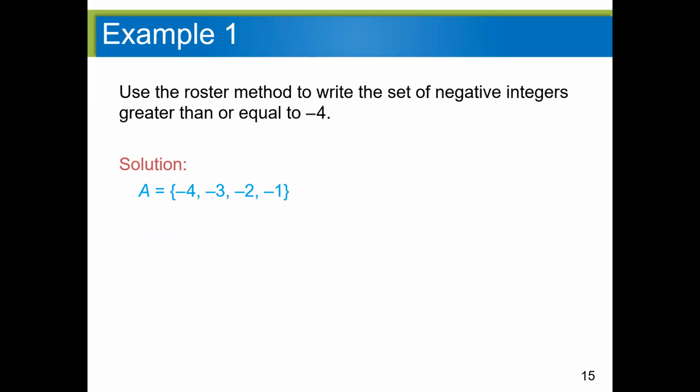So use the roster method to write the set of negative integers greater than or equal to -4.